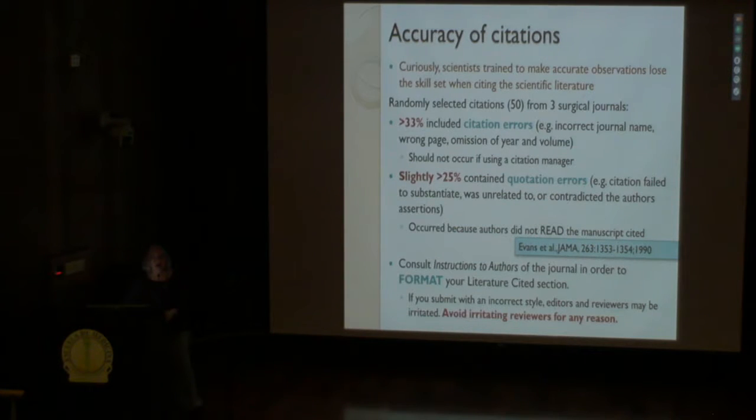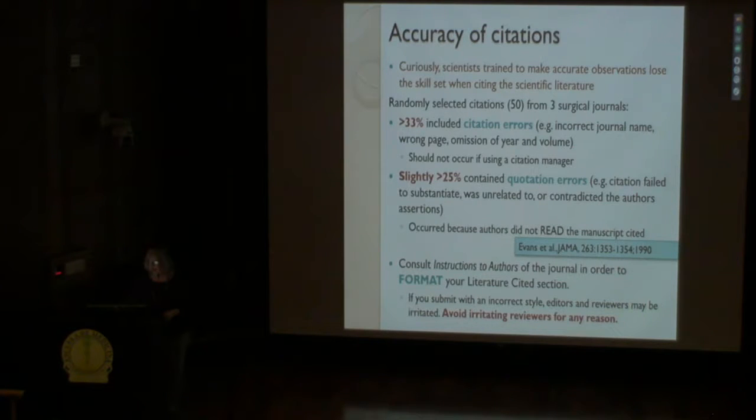Okay, accuracy. This is something that people tend to overlook. I don't know if Maria had the experience that sometimes when you look at the articles we're asked to review, you look at all the citations and they're all over the place. It's curious, because if you're a scientist, you've been trained to be very accurate in your observations, and then you just blow it all away when you're doing your citations. Don't do that. It's a sign of being not very meticulous or not very careful.